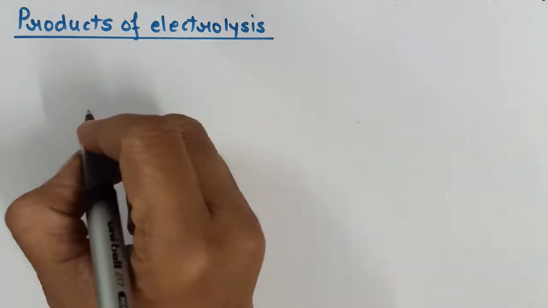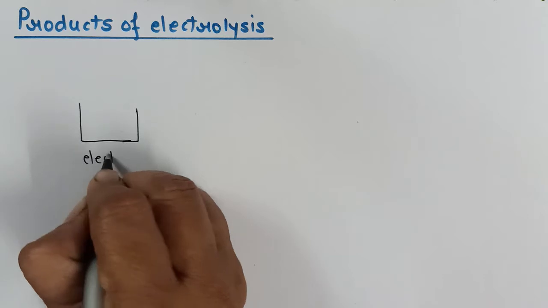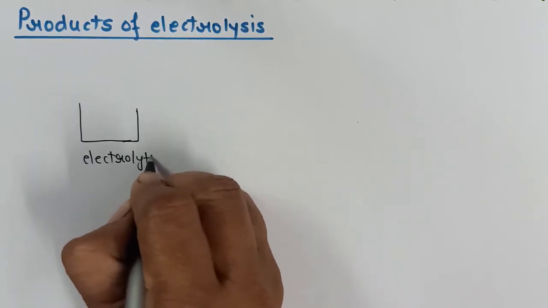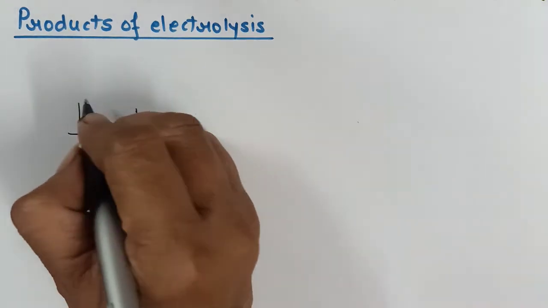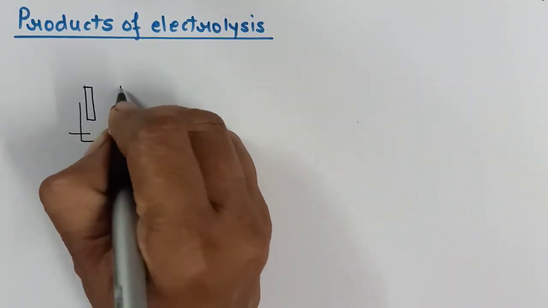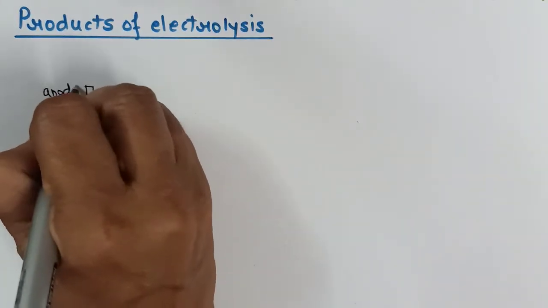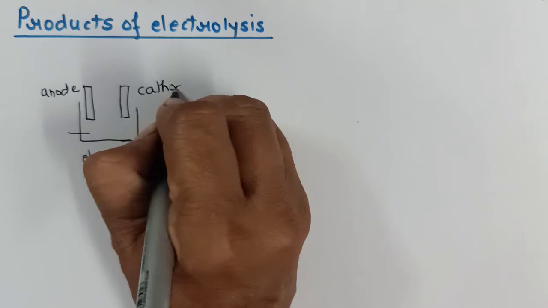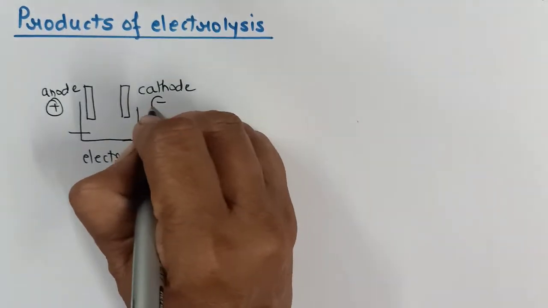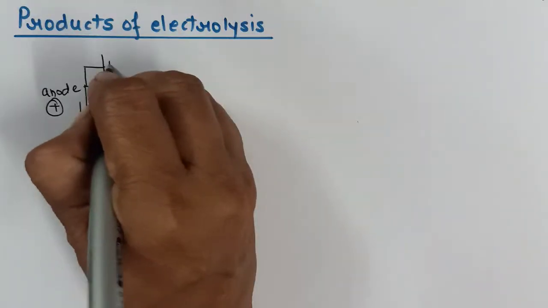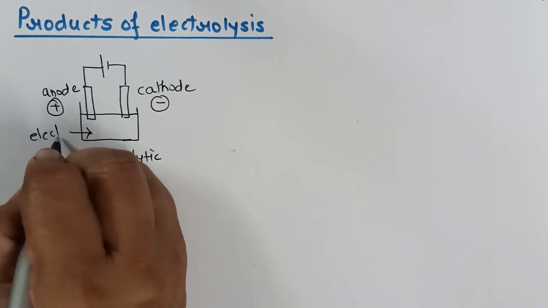The electrolytic cell is made up of an electrolytic tank, in which electrolyte is filled and two metal rods are dipped which act as electrodes. One is the anode and the other is the cathode. In an electrolytic cell, the anode is positively charged and the cathode is negatively charged. So the circuit is completed and this is the electrolyte solution.